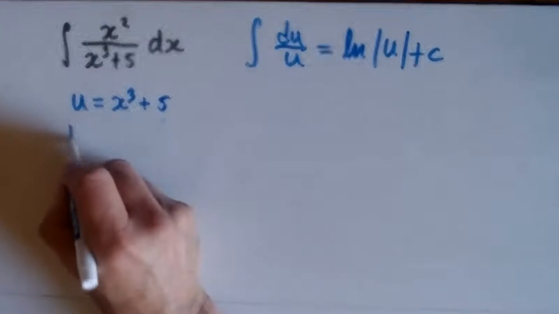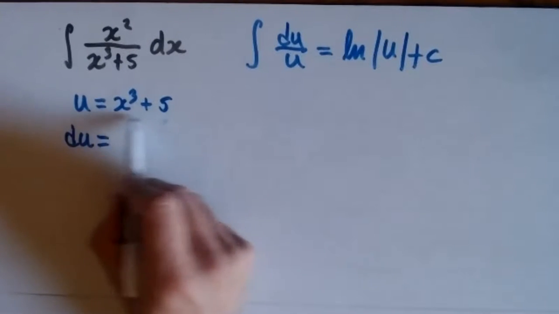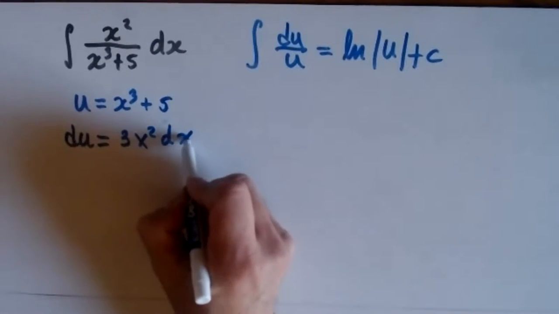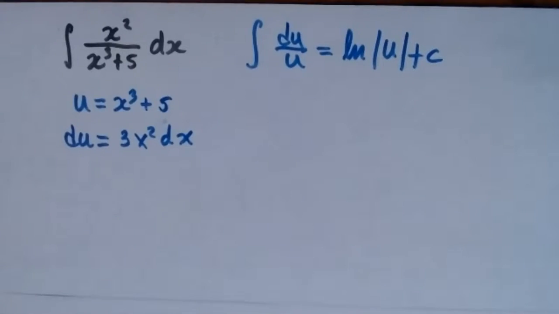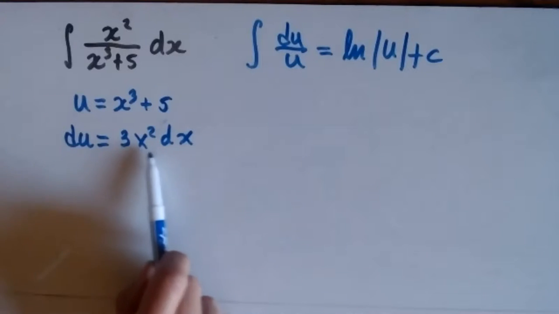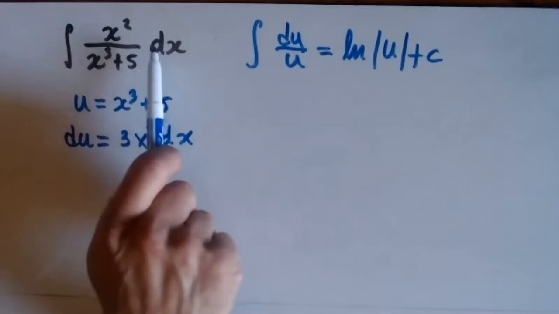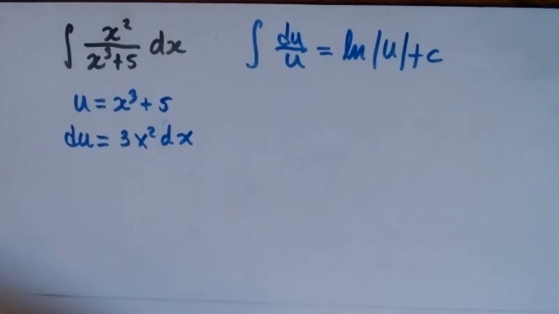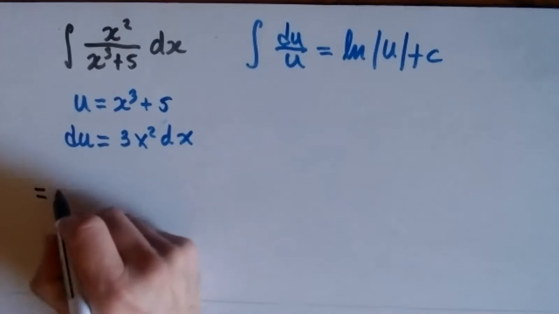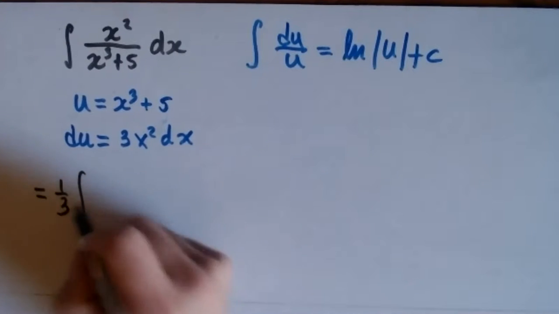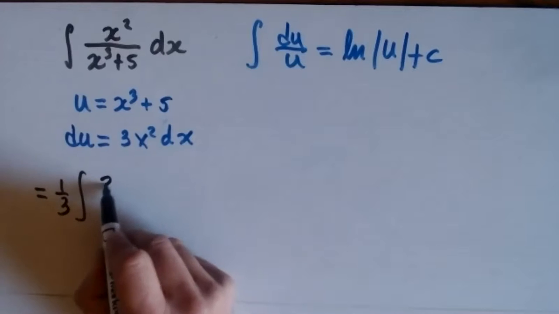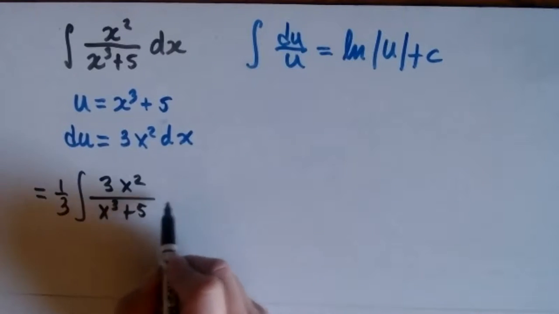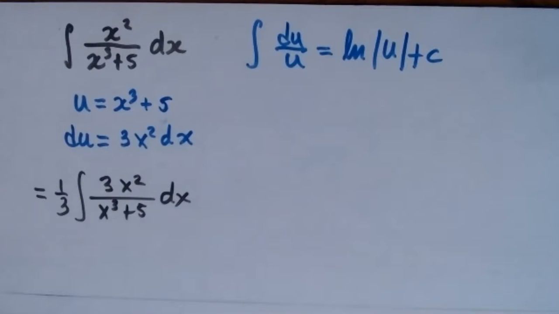Okay, let me take du. Du is the derivative of this, so this is 3x squared dx, correct? Well, let's see what I have. I have x squared dx, but I need a 3. I don't have a 3, but 3 is a constant, so no problem. I can add a 3. So I put 1/3 on the outside of the integral, 3x squared over x cubed plus 5 dx, correct?